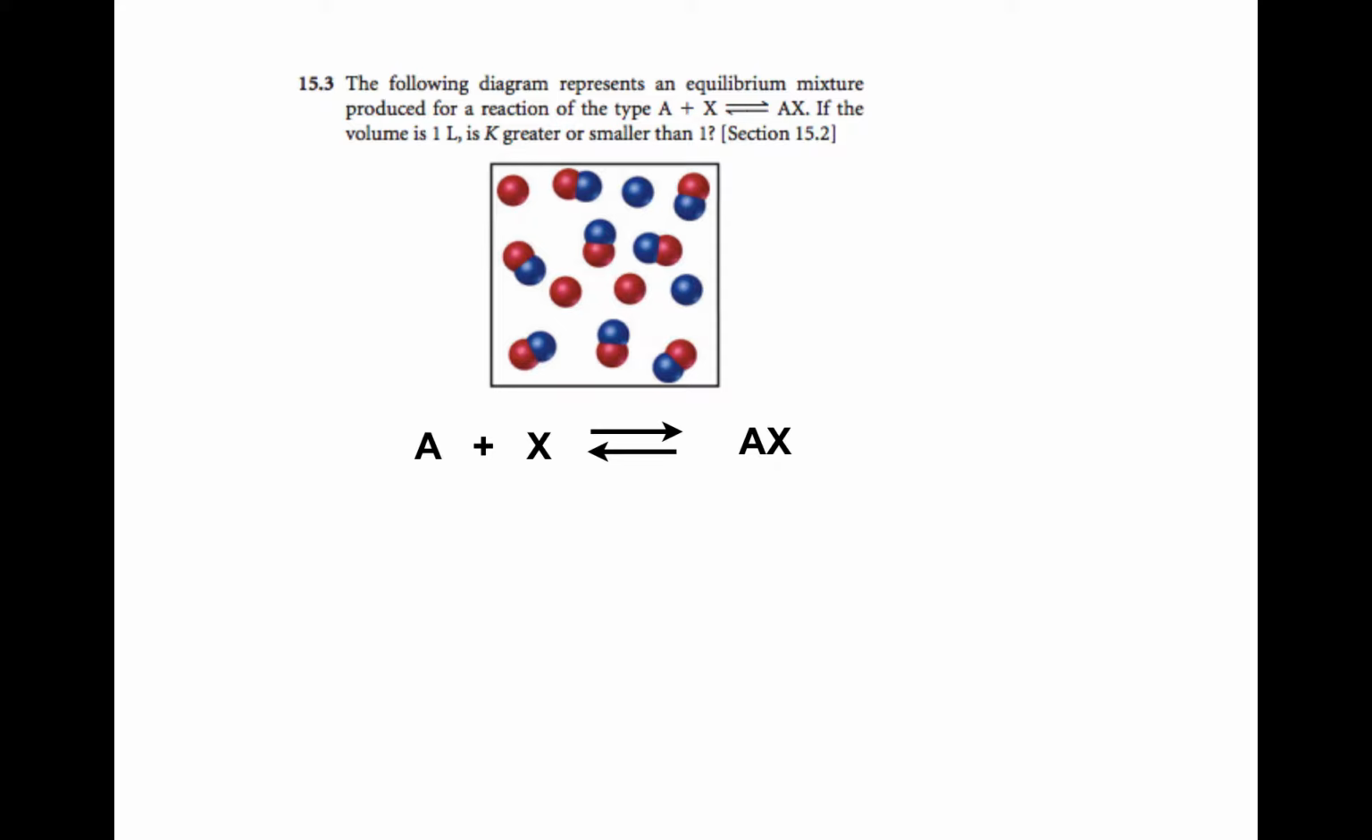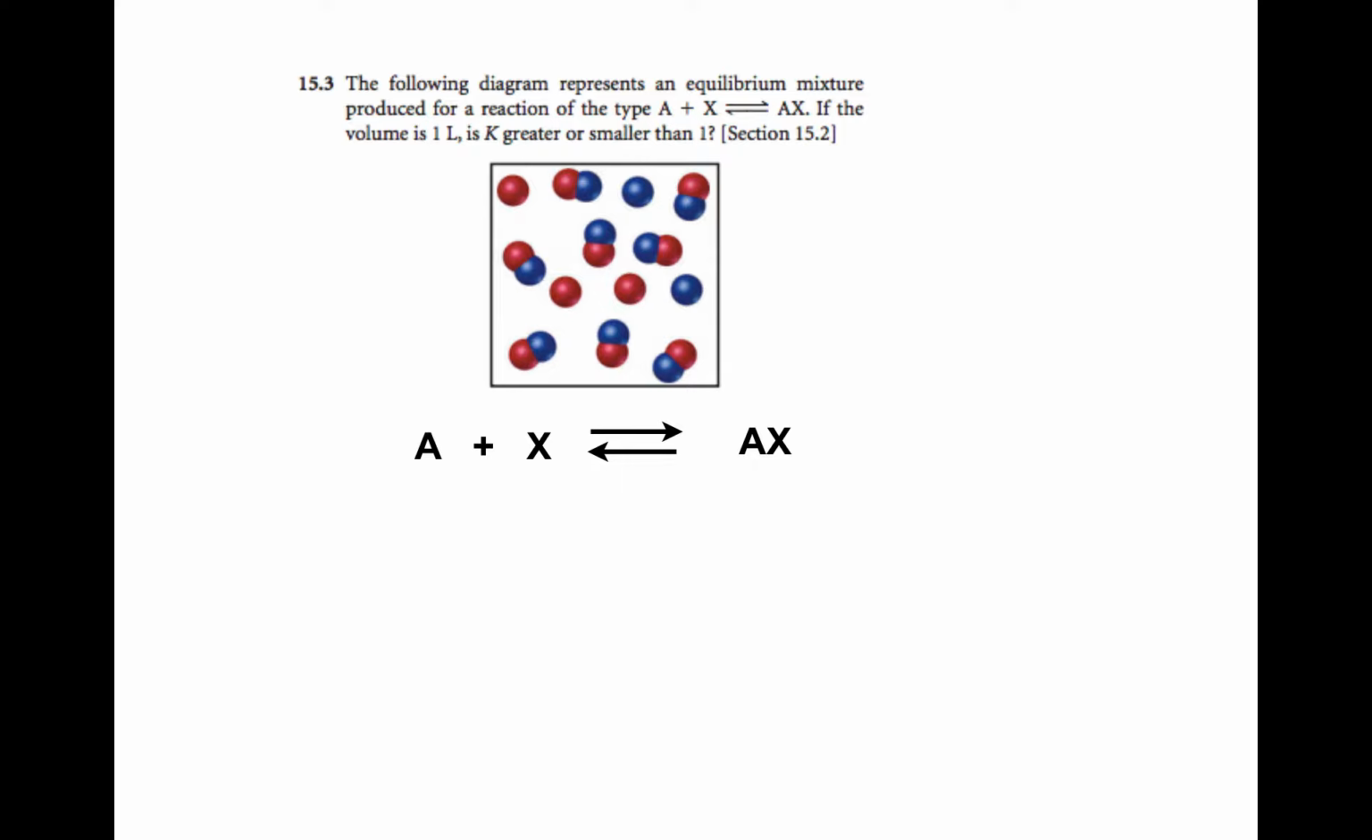The following diagram represents an equilibrium mixture produced for the reaction of the type A reacting with X to form AX. If the volume is 1 liter, is K greater or smaller than 1? All right, this is an important number. Is the K value greater or smaller than 1? If it's smaller than 1, it means that when the reaction stops, I'm going to have more reactants left over than products made. If it's greater than 1, it means when the reaction stops, I'm going to have more products than reactants.